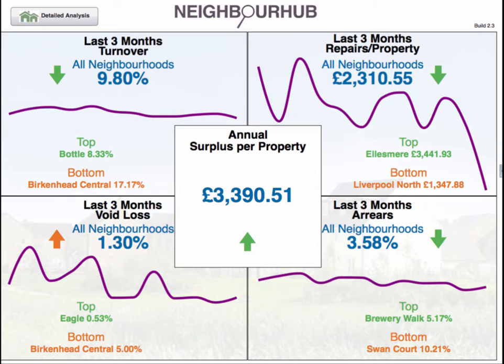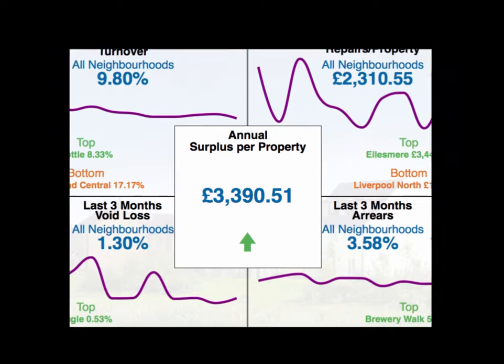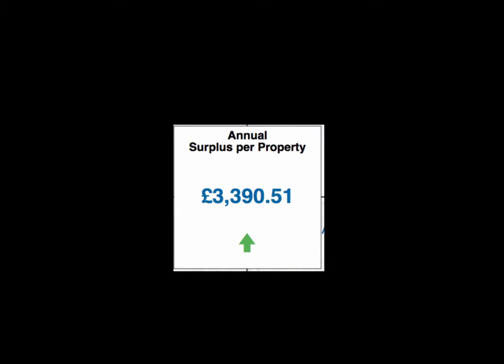Central to Neighbourhub is the idea of surplus per property. This is the amount of money generated by each property across your housing stock. And it generally is a very simple margin calculation looking at income, usually from rent, take away any of the key costs from arrears, voids, repairs, etc. With an apportionment for management costs which are put against each property.